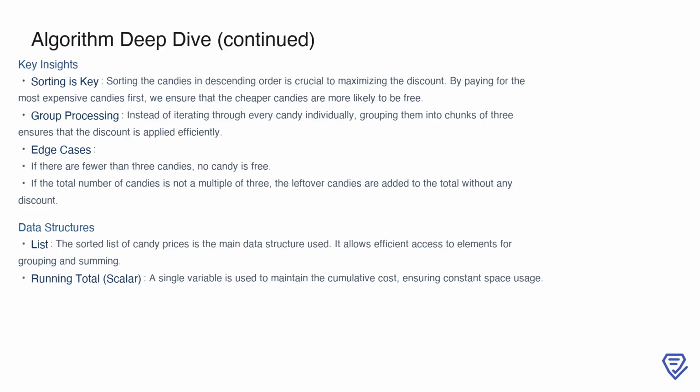Similarly, if the total number of candies is not a multiple of 3, the leftover candies are added to the total without any discount. The main data structures used are a list to store the sorted candy prices and a single variable to maintain the running total, which keeps the space complexity low.